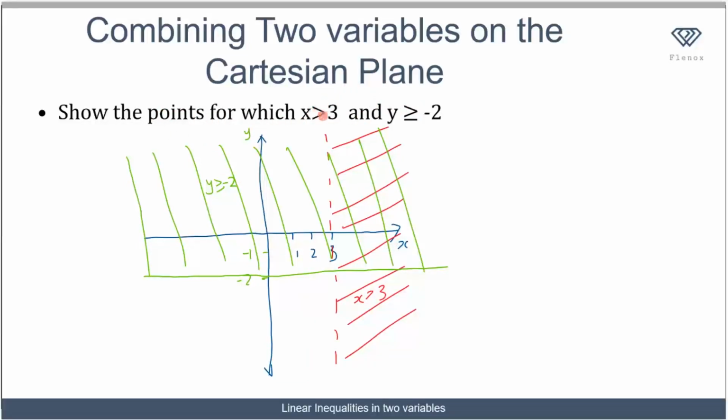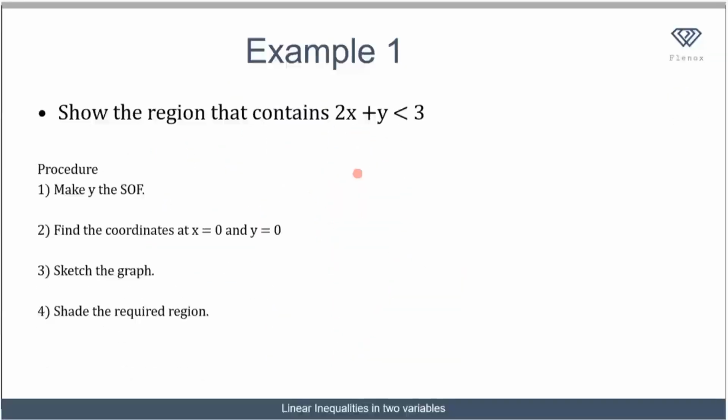So what region satisfies both conditions? The region that satisfies both conditions is the region in which the red line and the green line intersect each other. That region is clearly identified as this region over here. To locate the region in which two or more inequalities are satisfied, you just have to draw those inequalities on the Cartesian plane, then locate the region where the shaded areas intersect. That is the region you're looking for.